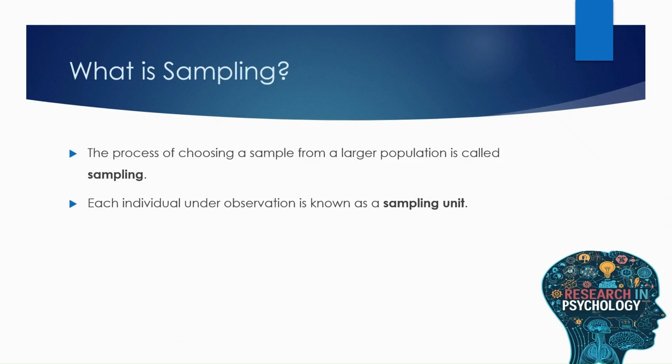So what is sampling? We have already seen this in a previous video. This is just a quick revision. The process of choosing a sample from a larger population is called sampling. So this is any method that you would choose to select your sample from a larger population, and this is called sampling. Each individual under observation is known as the sampling unit, which means each of the individuals that you have chosen for your sample is called the sampling unit.